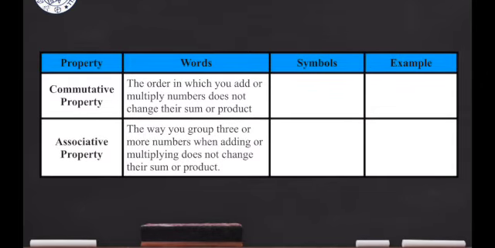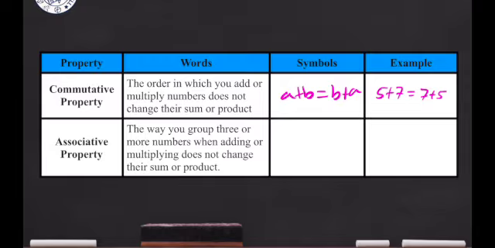A few more things. 2 more properties, and then we're basically done. We have the commutative property and the associative property. We've talked about this before. The commutative property means that the order in which you add or multiply numbers does not matter. So A plus B is the same thing as B plus A. Does not matter the order. For example, 5 plus 7 equals 7 plus 5. It does not matter the order in which you add.